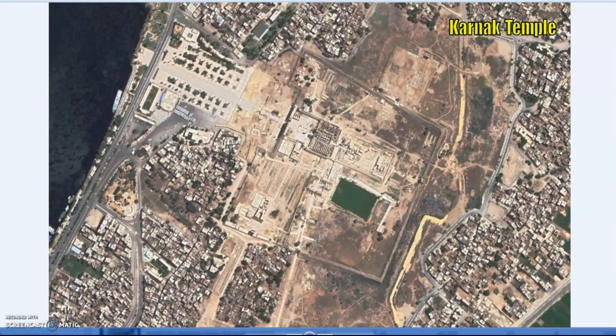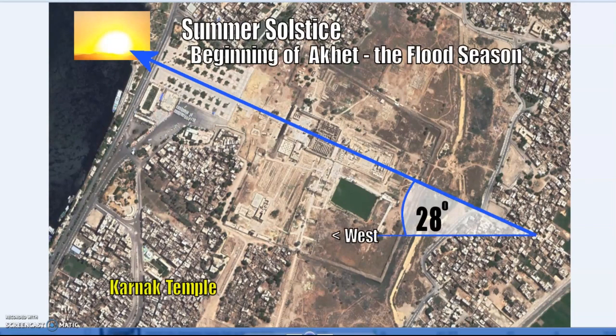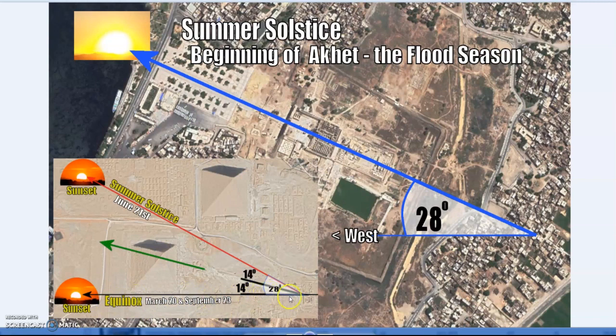The Temple of Karnak, there's an aerial view. It's well known that it's aligned to the summer solstice, which is the beginning of the flood season of Arket that marks the Egyptian New Year. So it's 28 degrees north of true west, just like from the zero point to the summer solstice between Khafre and the Great Pyramid.